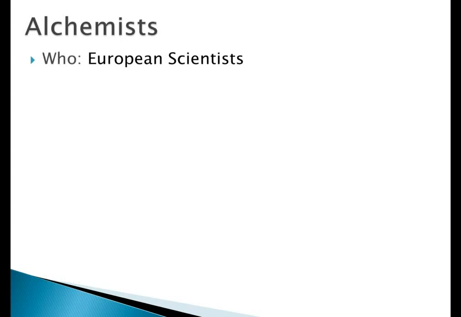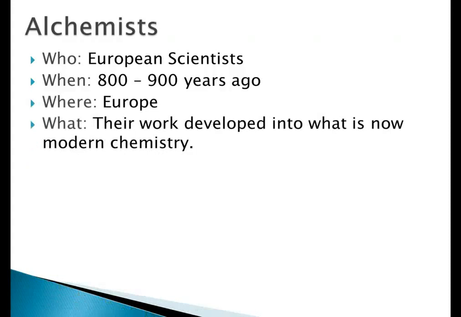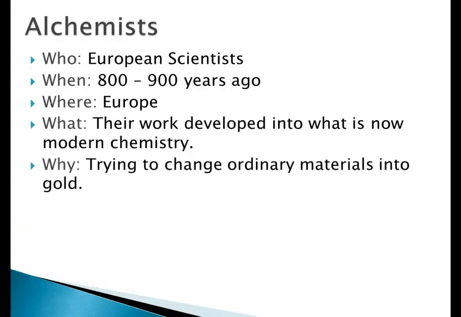Okay, alchemists, European scientists, 800, 900 years ago in Europe. Their work developed into what is now modern chemistry. Alchemists were trying to change ordinary materials into gold, and there were a lot of alchemists trying to do this.